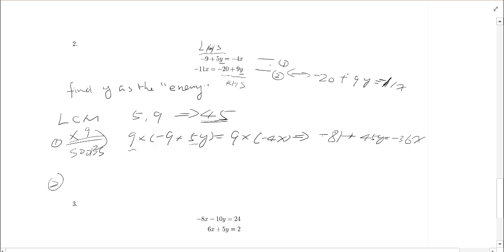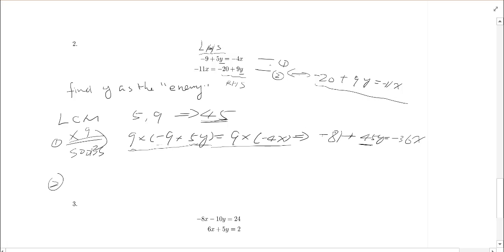I'm sorry, just rewrite it. I'm just writing minus 11x. Why don't we just use this equation, because they're the same, switching the sides is totally fine. So what am I going to multiply by? In order to cancel 5y and 9y, the first equation already became 45y.